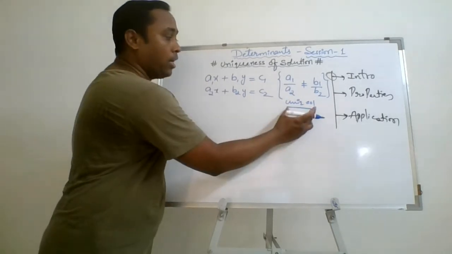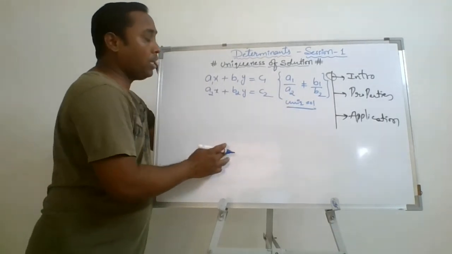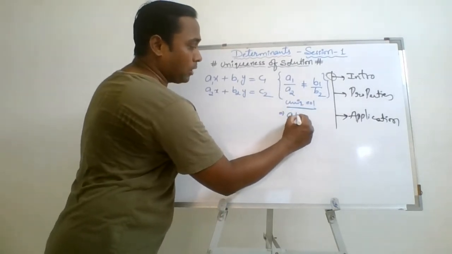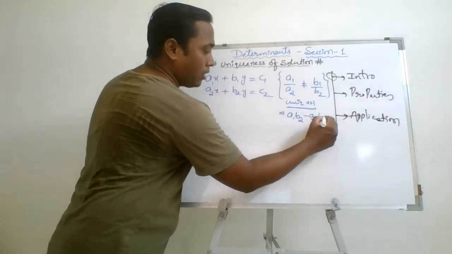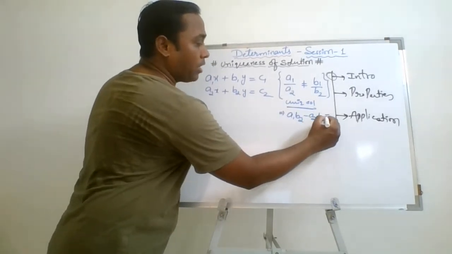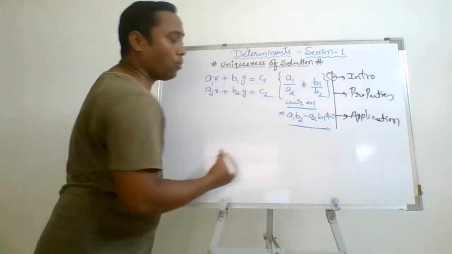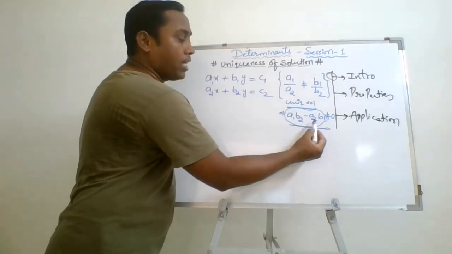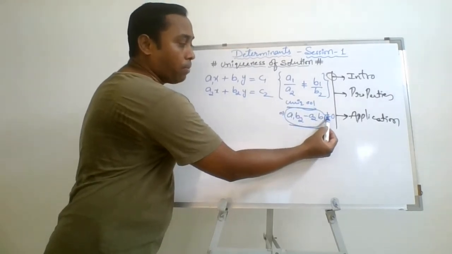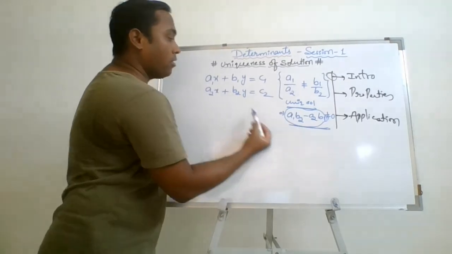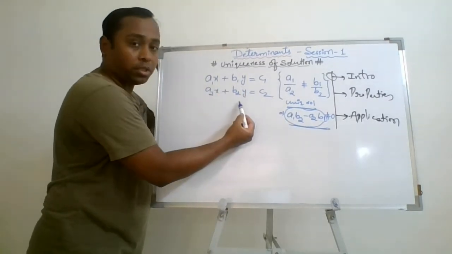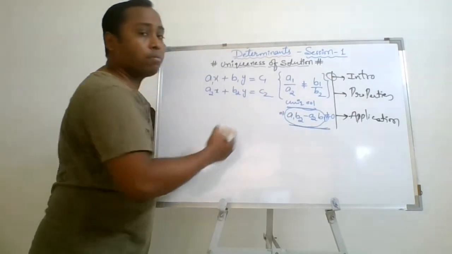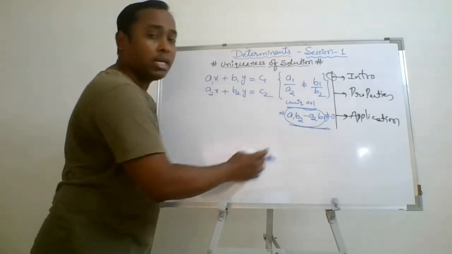We are talking about only the unique solution concept. So here, this quantity can also be written, by doing the cross multiplication, as a1 b2 minus a2 b1, which is also not equal to 0. Hence, based on whether this quantity is equal to 0 or not equal to 0, you can say the uniqueness of these equations. Okay, and this number is called determinant. This number is called determinant.